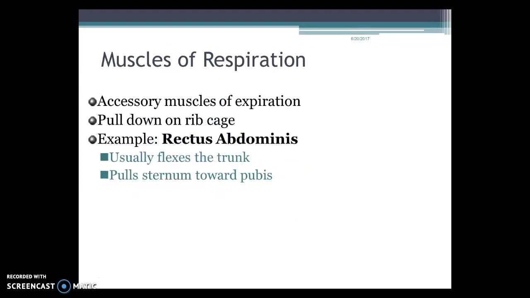Other muscles that pull down the rib cage would be the rectus abdominis. So rather than flexing the trunk, if the trunk stayed stable, it would pull the sternum down towards the pubis.